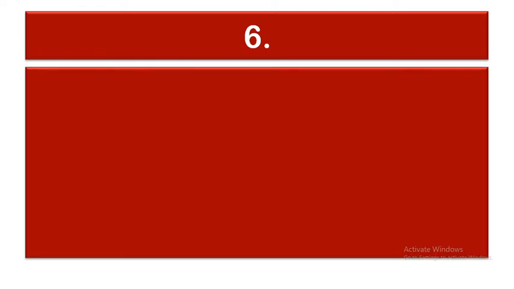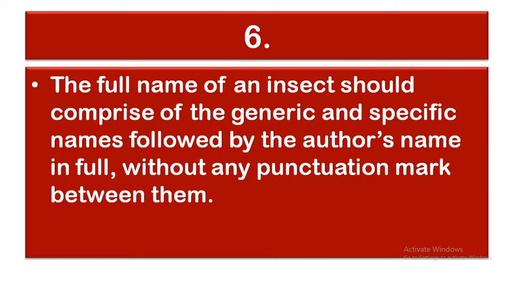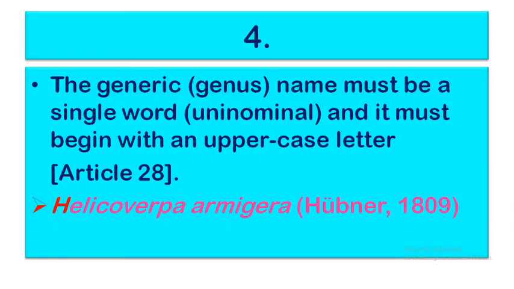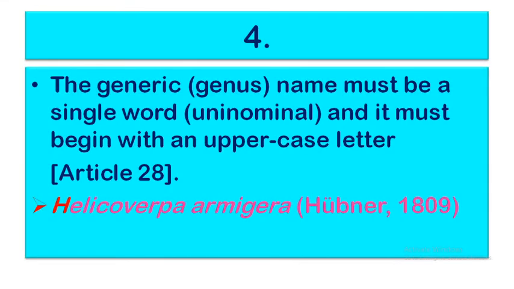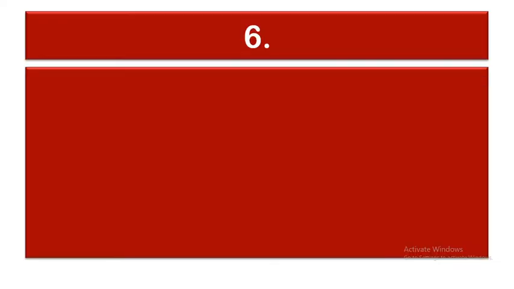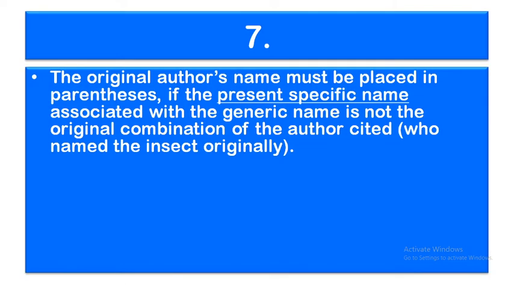Next, the full name of an insect should comprise the generic and specific name followed by the author's name in full, as we have seen earlier, without any punctuation mark between them, right? Here the example you can see, the name of the author is given in slide number 3. Here Diabrotica virgifera, LeConte, 1858. So this point is covered.